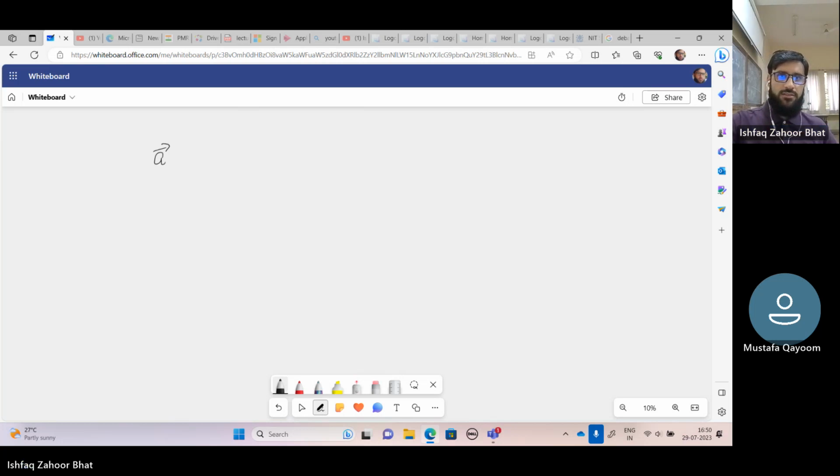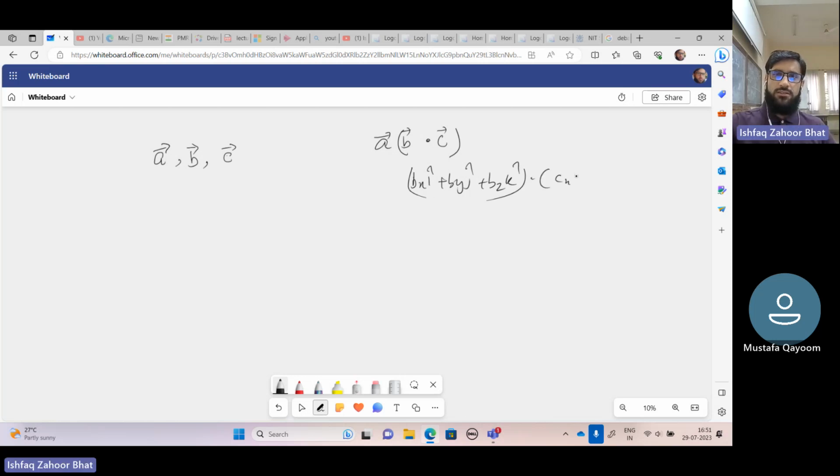Let us take A vector, B vector, and C vector. I am saying that we can stack these A and B together, and if you want to operate on C, this is how they will operate. If you take B dot C, that is BX I plus BY J plus BZ K dotted with CX I plus CY J plus CZ K. You take the dot product, what you will get? You will get BX CX plus BY CY plus BZ CZ.